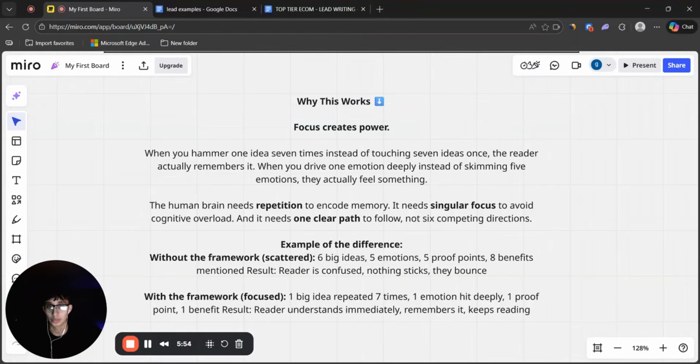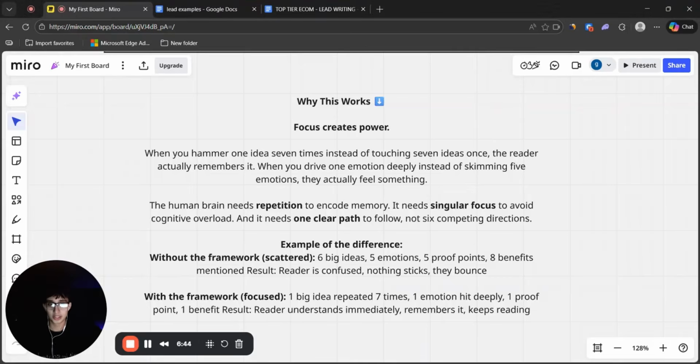When you drive one emotion deeply instead of just skimming 5 emotions, they actually feel something. The human brain needs repetition to encode memory. It needs to keep on hearing the same thing over and over again, just like in the text before. If you're saying, "the doctor found out this, my friend showed me this," that's too many things at once. It needs singular focus to avoid cognitive overload, and it needs one clear path to follow, not 6 competing directions.